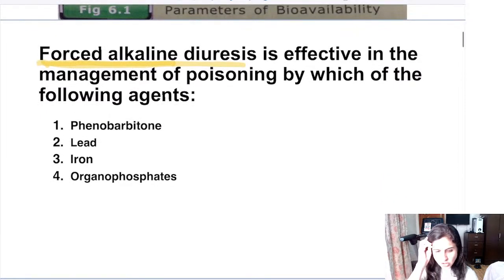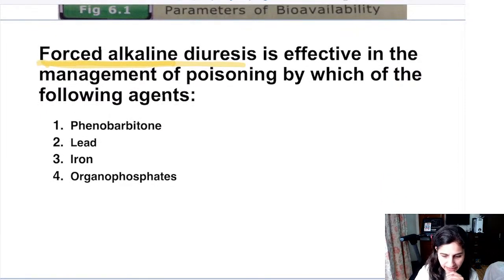Alright, so forced alkaline diuresis is effective in the management of poisoning by which of the following agents?